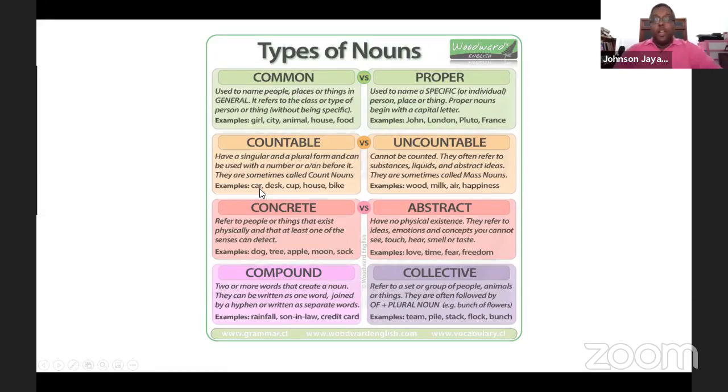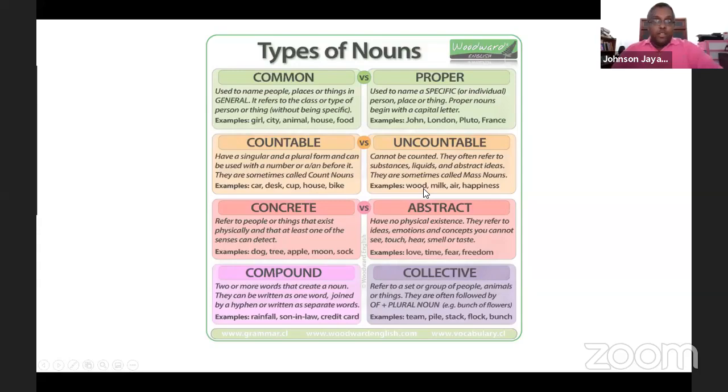You can have one car or two cars. You can have one desk or several desks or two desks. You can have one cup of tea or two cups of tea. You can have one house, and some people might have 4 houses. And then you can have one bike or maybe 2 bikes. And then when it comes to uncountable, that means you can't count it at all. You can also see it, but you can't count it.